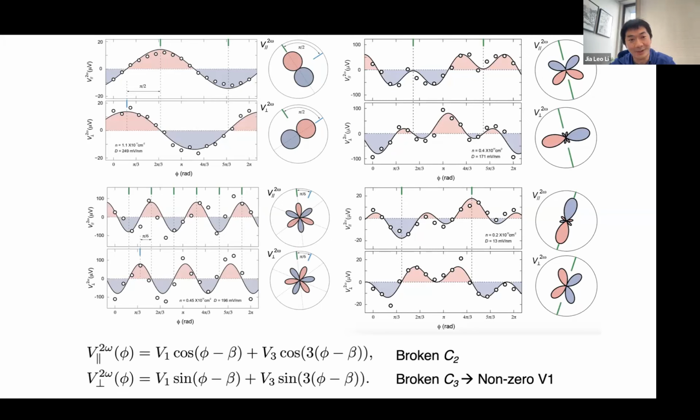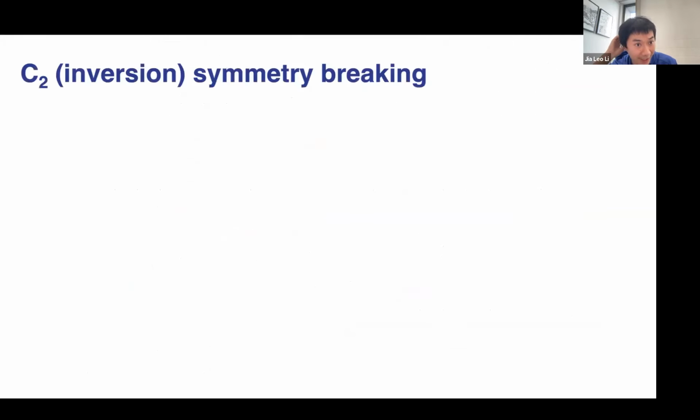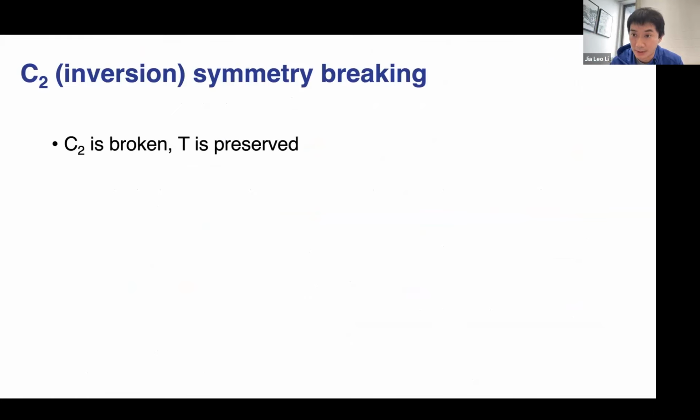And the most important question is what's giving rise to this, right? The clue we have is that two-fold rotational symmetry or inversion symmetry is always broken when you have a non-zero, non-reciprocal response. And to have two-fold rotational symmetry or inversion symmetry breaking and see a non-reciprocal response, there are generally two big scenarios. One is that inversion is broken or two-fold is broken and time reversal is preserved, right?